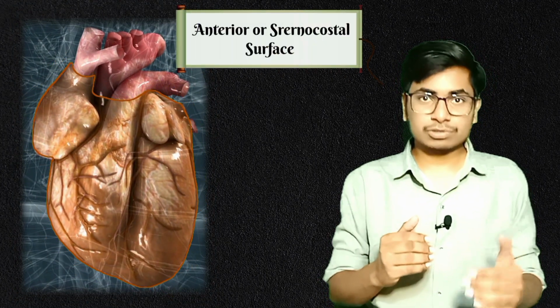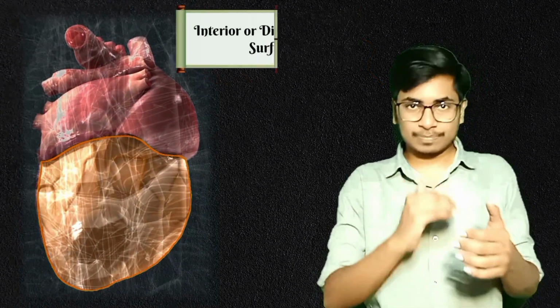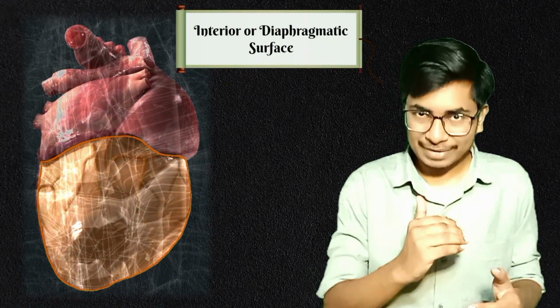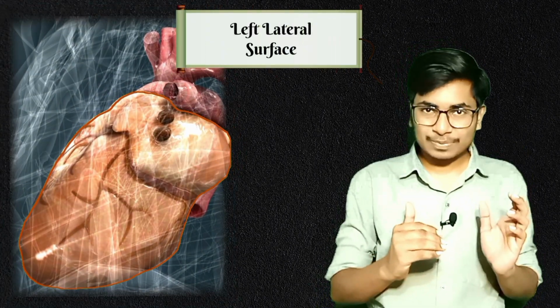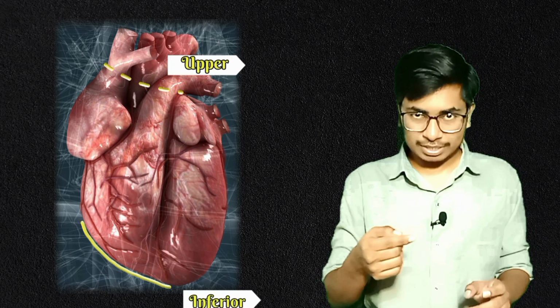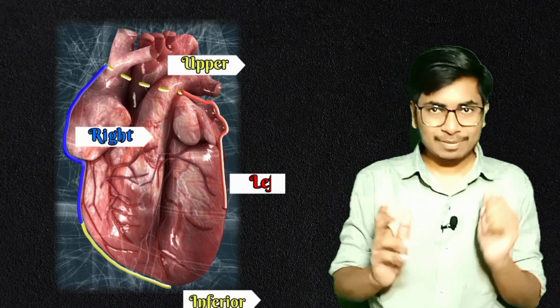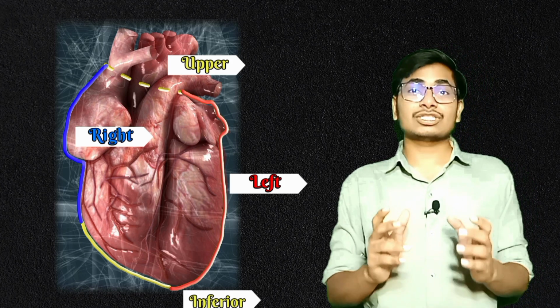The heart also has three surfaces: the anterior surface, also called the sternocostal surface; the inferior surface, also called the diaphragmatic surface; and the left lateral surface. These three surfaces are divided by four borders: the upper border, inferior border, right border and left border. Friends, it is just an overview of the external features of the heart. It is impossible to cover all external features in one video, so in future we will have a full video.